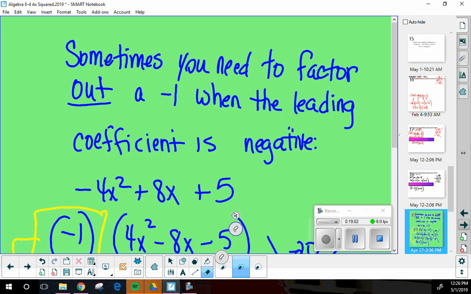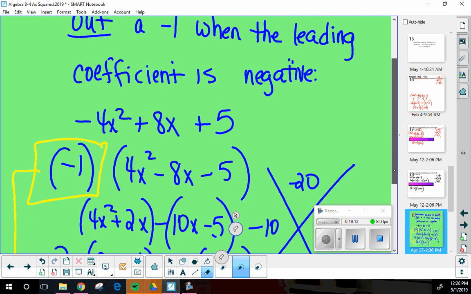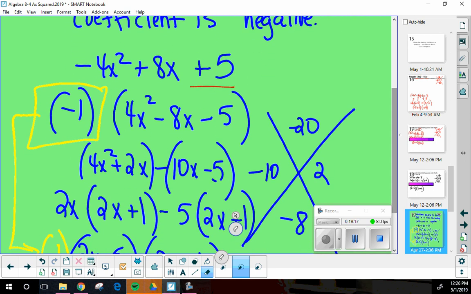Perfect. Okay. Sometimes you need to factor out a negative 1 when the leading coefficient is negative, and I have an example. We kind of talked about this already. You can write this right here: negative 4x squared plus 8x plus 5. Here are your numbers, negative 20 here. Well, first, factor out a negative 1 right here. When you do that, that changes your original polynomial right here.